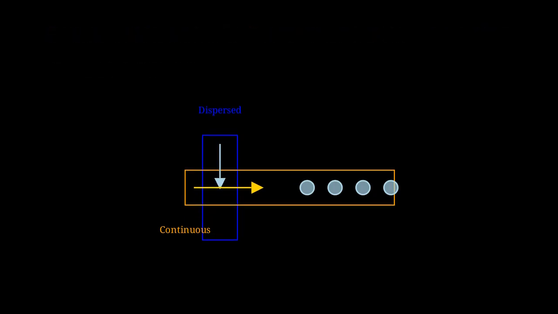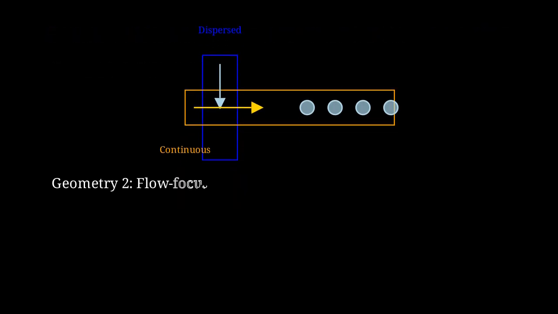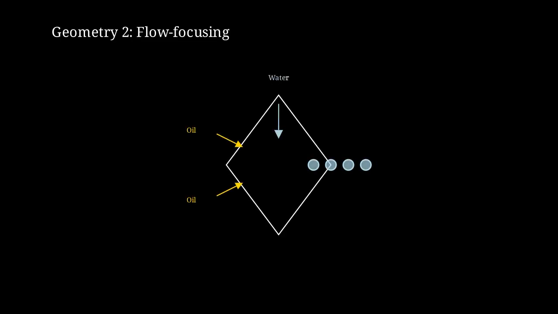The second geometry is flow focusing. This uses three inlets where the continuous phase flows on both sides of the dispersed phase, focusing it into a narrow stream. In flow focusing, two streams of oil pinch the water stream from both sides, creating very uniform droplets at high frequency.